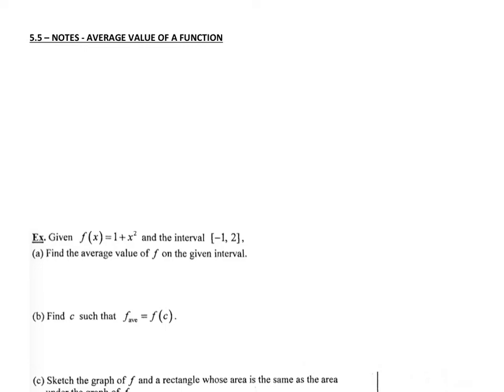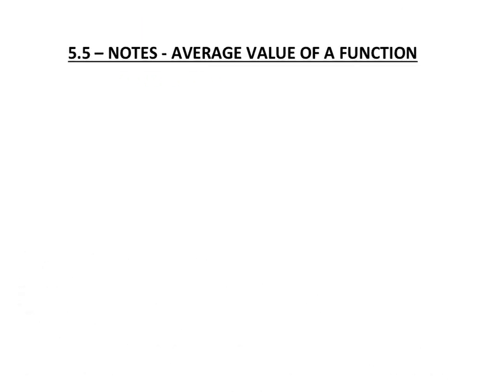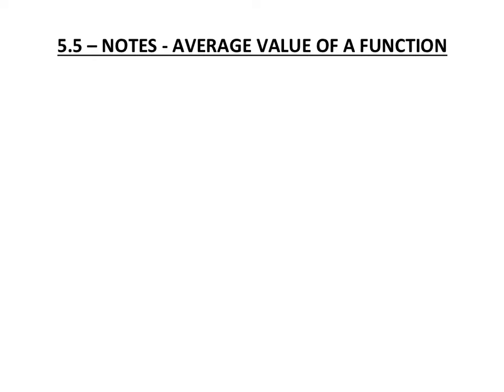This is a section about the average value of a function. Now I want to quickly talk about how we get an average value. What I want to first talk about is the average rate of change, okay? And remember that average rate of change is the slope between 2 points.